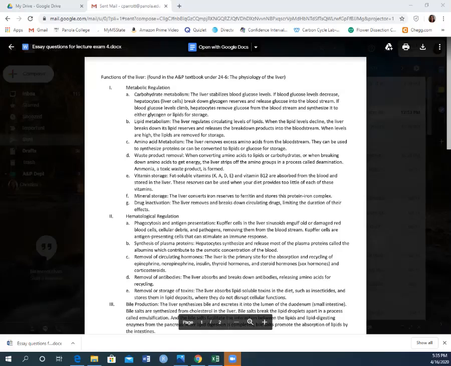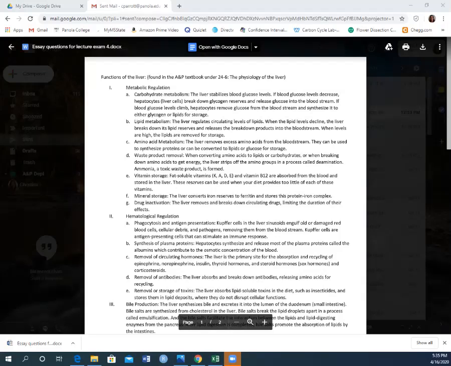If the blood glucose rises too high, then the hepatocytes do the reverse. They remove the glucose from the bloodstream and synthesize it into glycogen or lipids for storage. In lipid metabolism, the liver is going to regulate the circulating levels of the lipids in the blood. When the lipid levels decline, the liver breaks down its lipid reserves and releases the breakdown products into the bloodstream. On the flip side of this, when the levels are too high, then the lipids are removed from the bloodstream and they're stored in the liver.